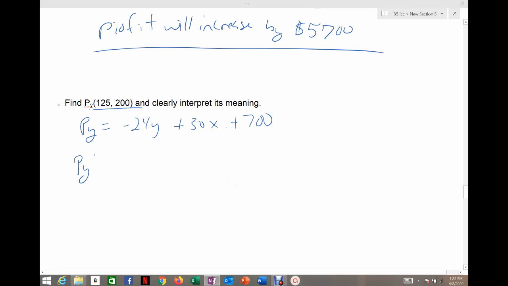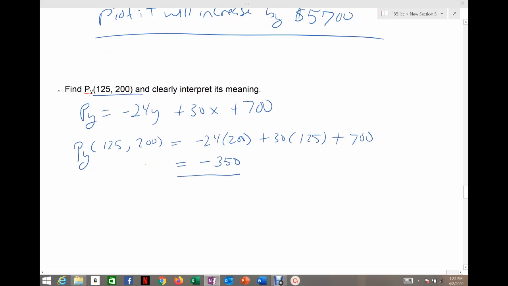Then you plug in your value. They're currently selling 125 x, 200 y. Make sure you're careful. It's negative 24 times 200 because that's the y part, 30 times the 125, that's the x part, plus 700, and so that value comes out negative 350.